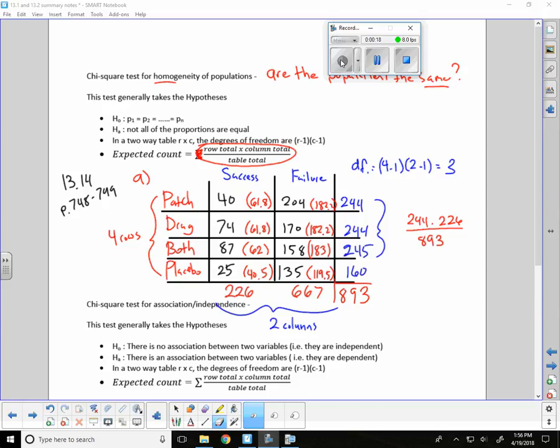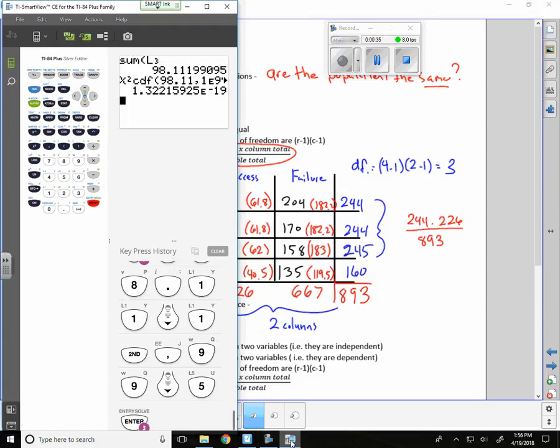So now, what we're going to do is we have two options. We could go and calculate observed minus expected squared over expected for all six, or we can do this using matrices. All right, so we're going to go to our calculator, and we're going to enter these as two different matrices.